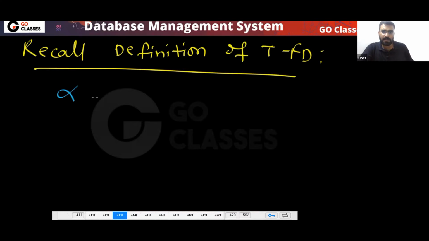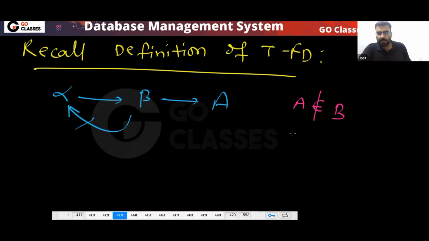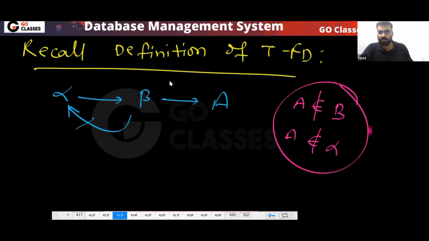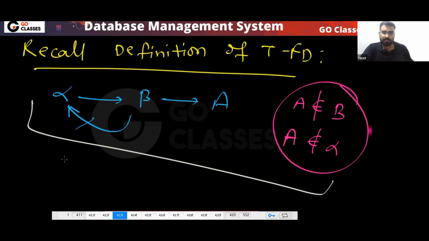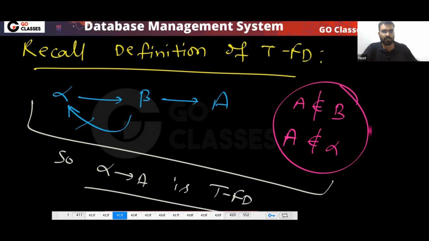I told you that if you have alpha determines beta, beta determines A, where beta does not determine alpha, and also A should not belong to beta, A should not belong to alpha. Do you remember this? The complete definition I told you. This was the complete definition. So alpha goes to A is transitive.